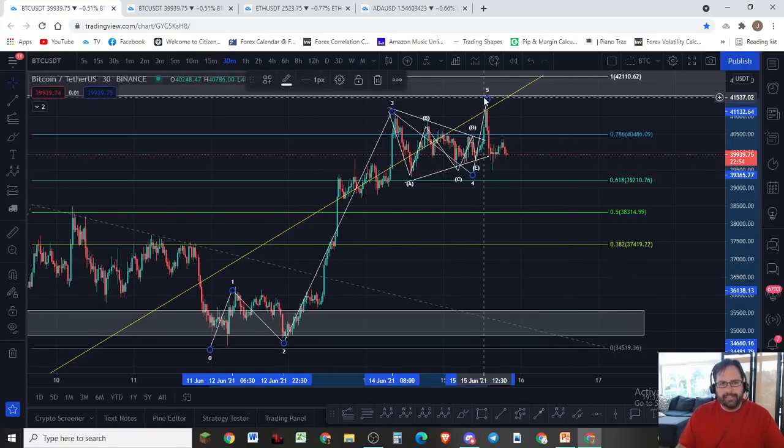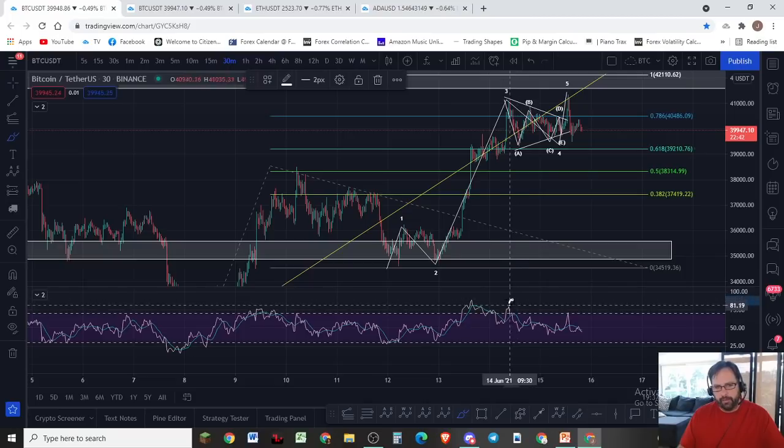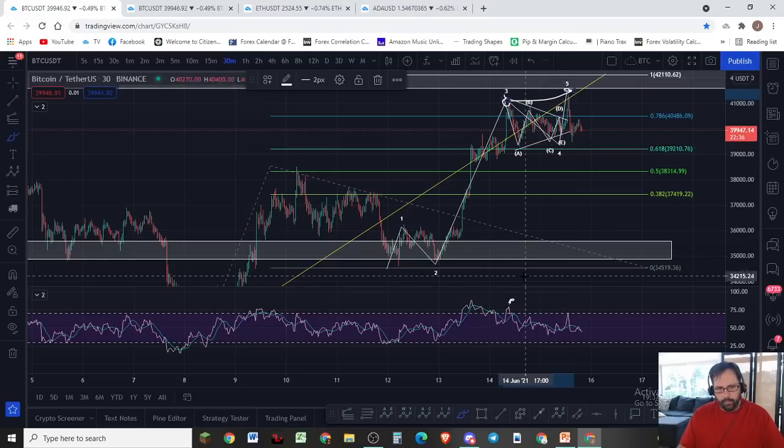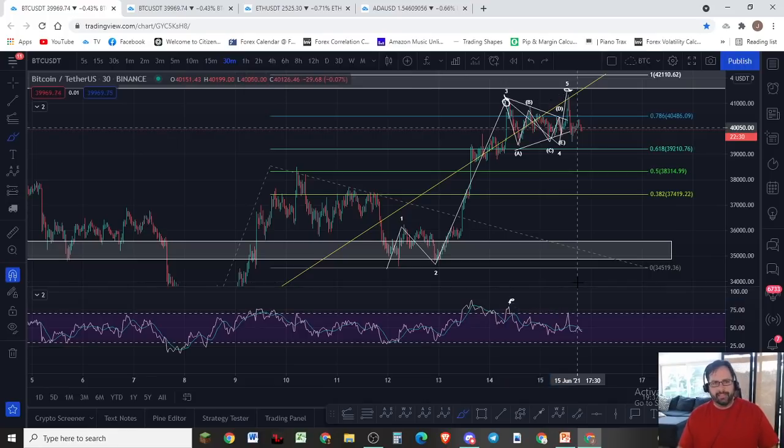If that's the case, if that's a correct count, then we should see divergence between this 3rd and the 5th wave. So let's look at the RSI and see if we see the divergence. Well, the top of the 3rd wave is right here. Top of the 5th wave right here. Boom. That's going up, while the RSI from the top of the 3rd wave to the top of the 5th wave is going down. That is bearish divergence. So it passes the test.